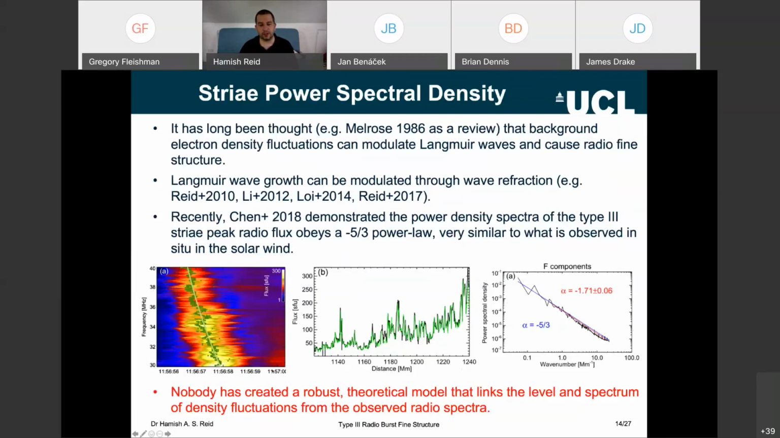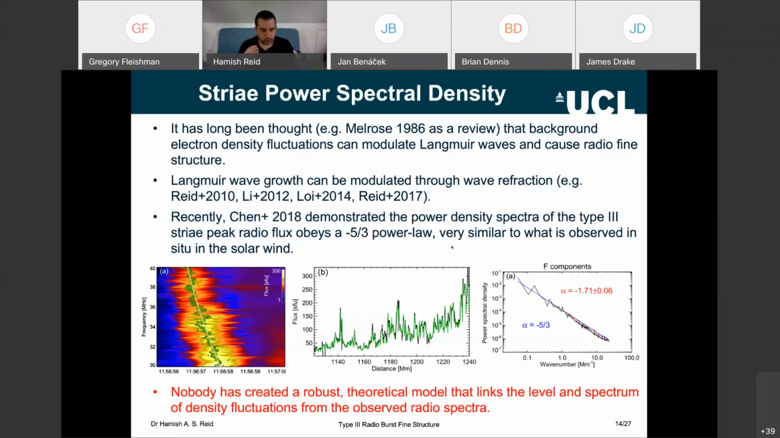Used the LOFAR observations, which you can see on the left, and they plotted the power spectral density. And they actually found that the power spectral density of the radio emission obeyed a -5/3 power law, well, 1.71 here, which is very similar to the -5/3 power law that's expected from the Kolmogorov density turbulence in the inertial range. And it's also what is actually observed within the solar wind, although the frequencies that LOFAR is observing at is at the solar corona.